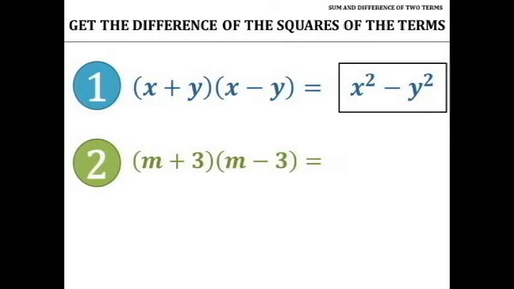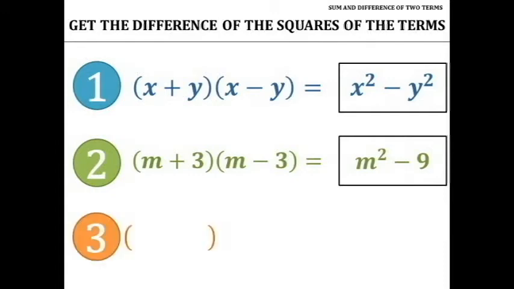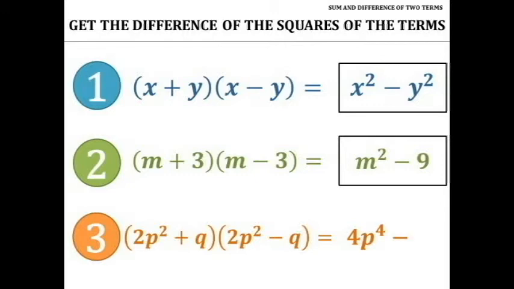Second example, m plus 3 multiplied to m minus 3. Since our first term is m and our last term is 3, we simply get m squared minus 9. For our third example, 2p squared plus q multiplied to 2p squared minus q. See, the first and last terms are 2p squared and q respectively. We get the square of the two terms. We now have 4p to the power of 4 minus q squared.